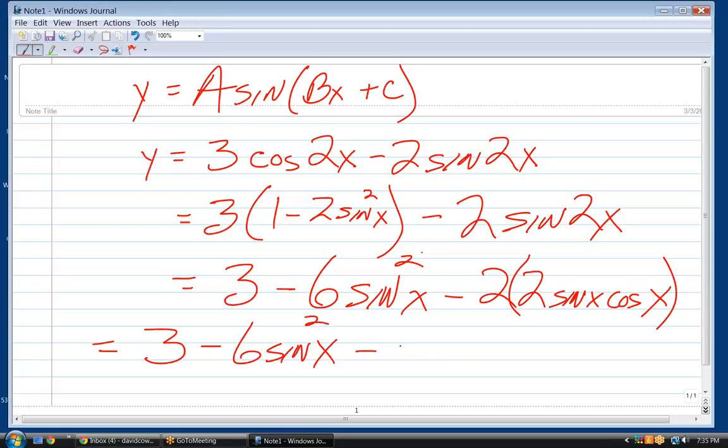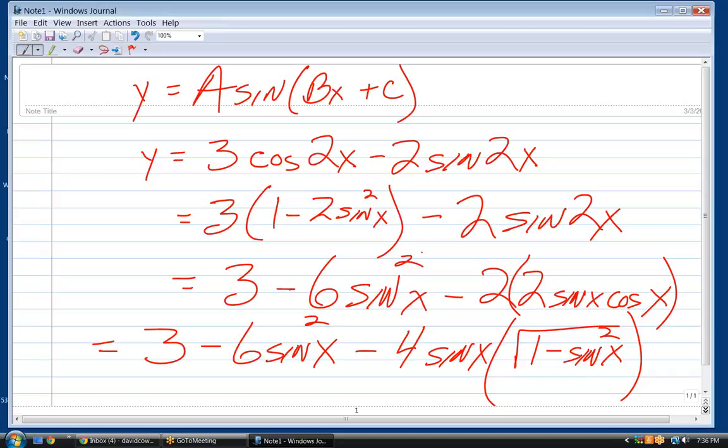All right, so this would be 4 sine x, and in place of cosine x, I'm going to write the square root of 1 minus sine squared x, which is what cosine of x is equal to. That doesn't help at all. Wow.